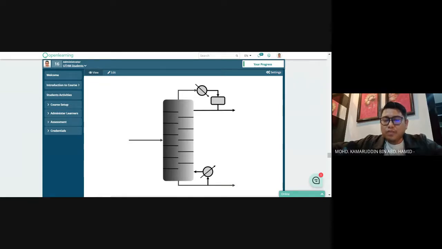Sebab dia punya boiling point is very low. It always appears as a gas at the normal atmospheric condition.